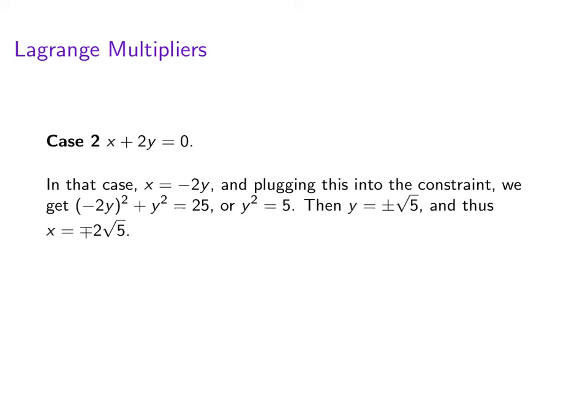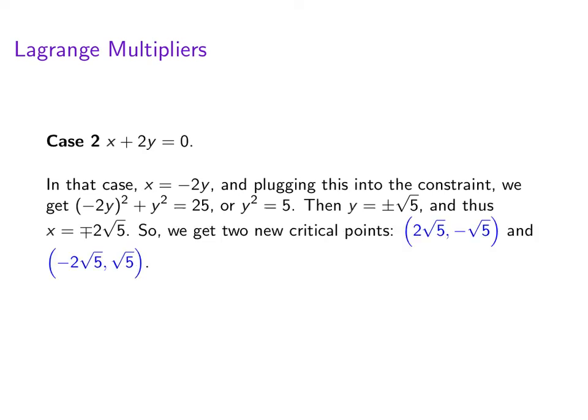This is actually a standard notation in mathematics. What it means is that when y is equal to positive square root of 5, x is equal to negative 2 square root of 5. When y is equal to negative square root of 5, x is equal to positive 2 square root of 5. So these two notations here, the plus or minus and minus plus, are indicating that y and x have to have opposite signs. So we get two new critical points, 2 square root of 5, negative square root of 5, and negative 2 square root of 5, square root of 5. So we now have two more critical points.